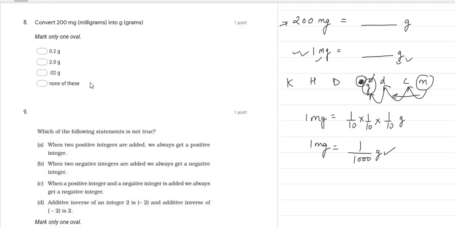So we have derived the formula on our own. We don't need to remember the formula in our mind. We can derive it anytime. So after getting this formula, can't we find that question easily? Very simple. So if 1 mg is 1 upon 1000, therefore 200 mg is 200 into 1 upon 1000.